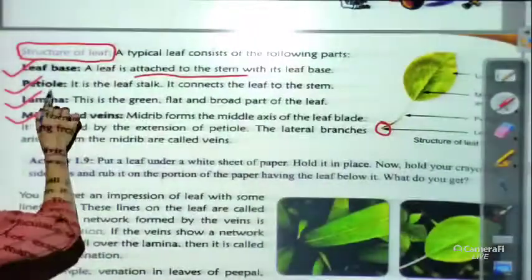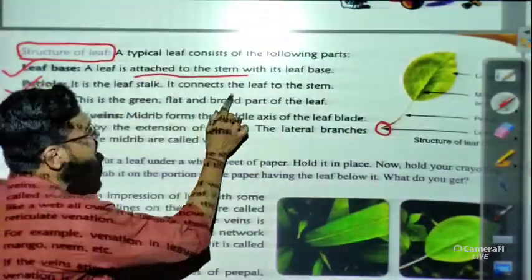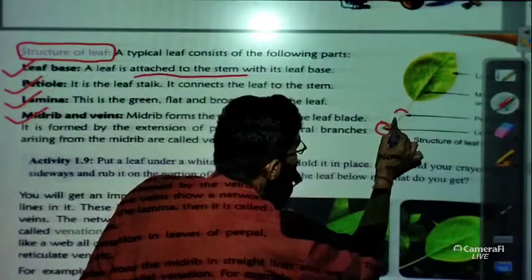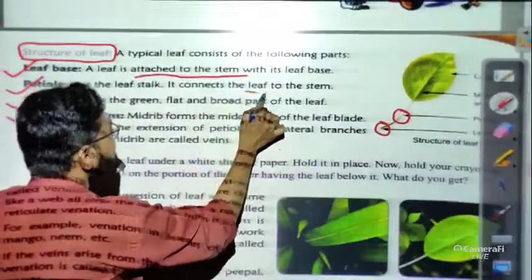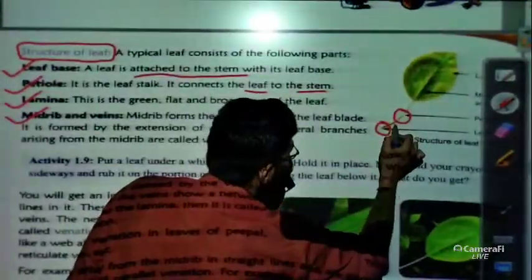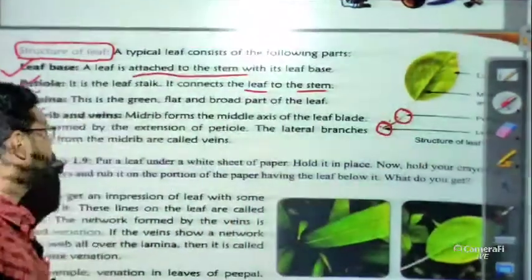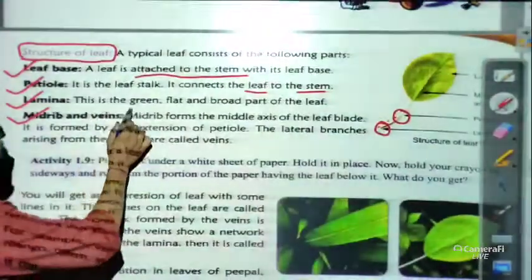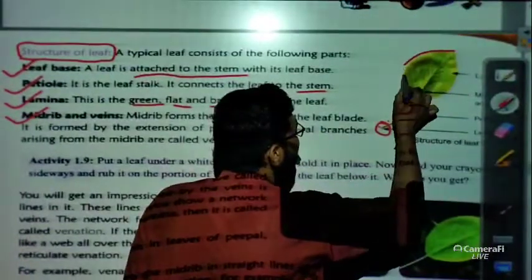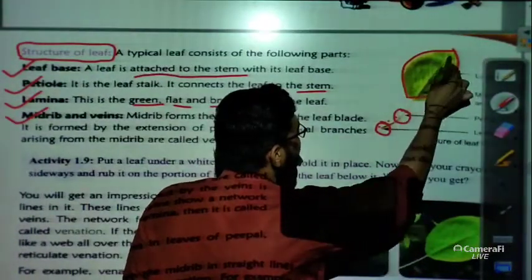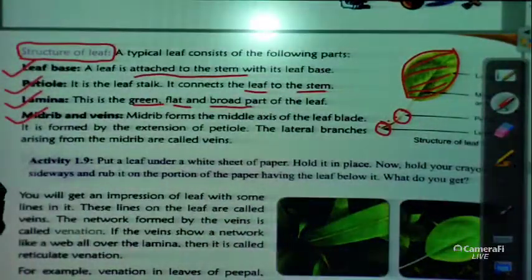The second part is the petiole. Petiole means the leaf stalk, it connects the leaf to the stem. So this part we call the petiole. This is the leaf and this is the stem part, so the petiole just connects the leaf to the stem. The third part is the lamina. Lamina means the green, flat and broad part of the leaf. Basically this whole green, flat and broad part we call the lamina.